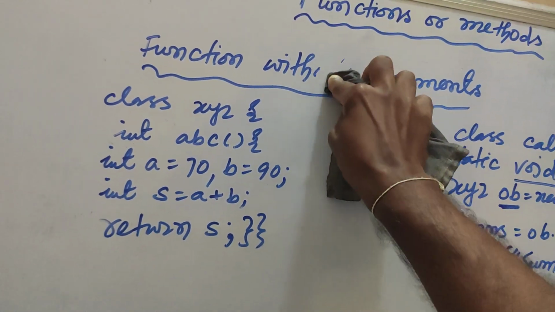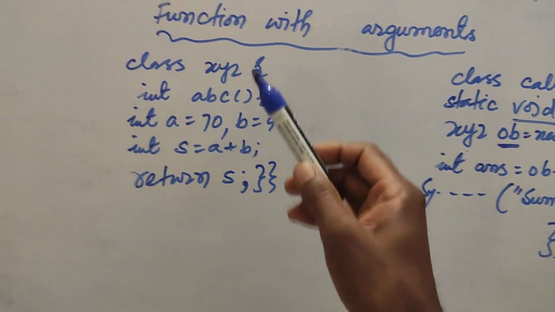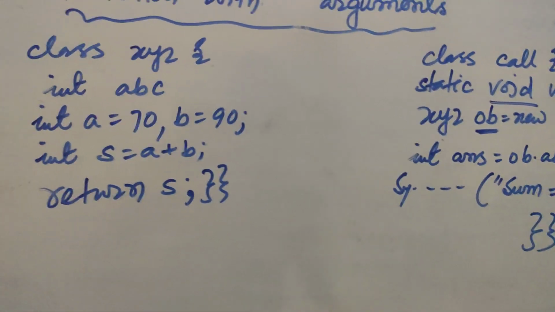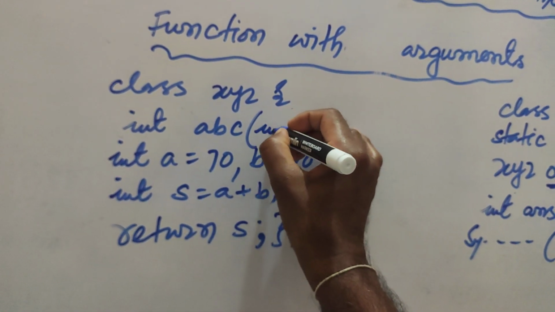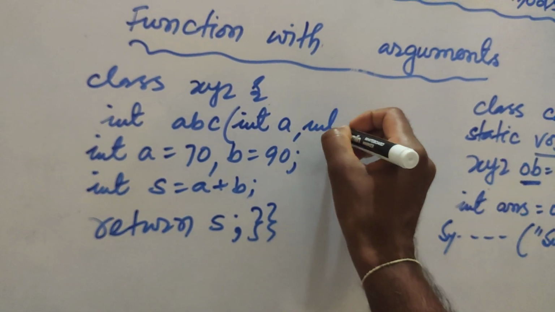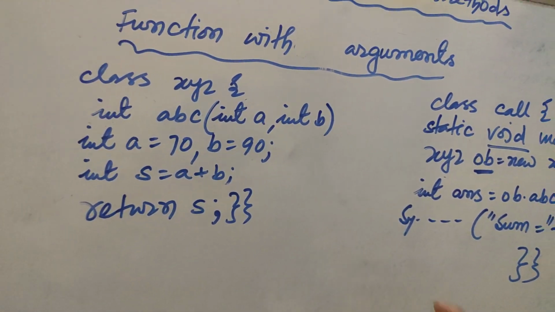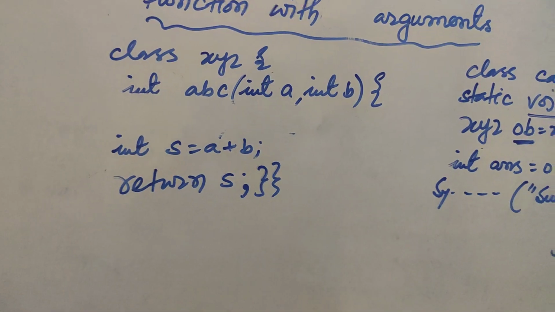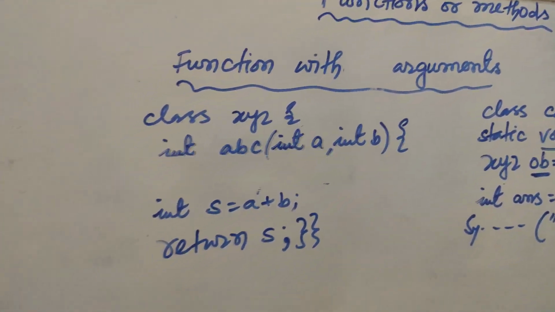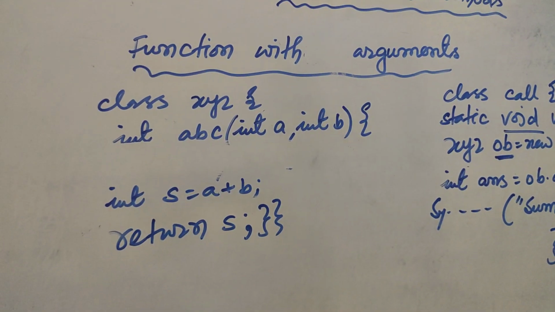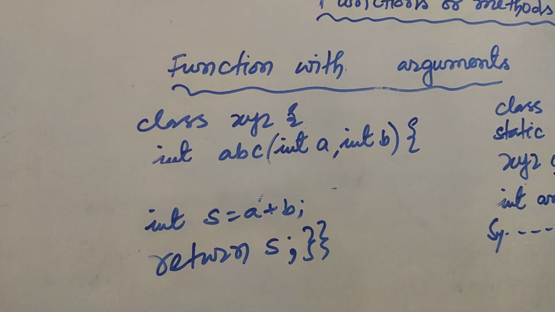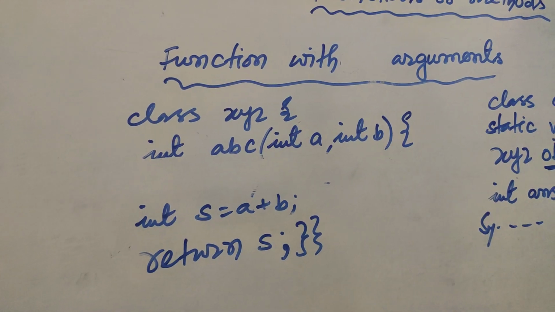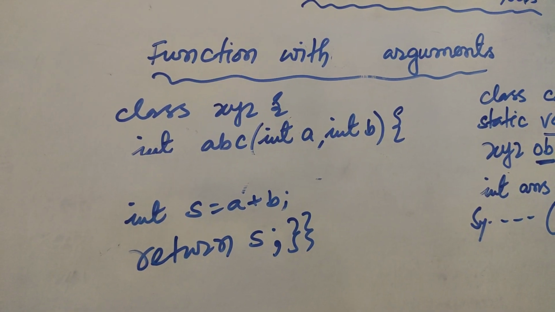Now functions with arguments. If I give arguments, then what will happen? int abc, here int, suppose I am taking int a, int b. These are arguments. So now this is a pure function with arguments: int abc, and within the brackets I am giving parameters, int a, int b. That is called function parameters. We can say arguments.